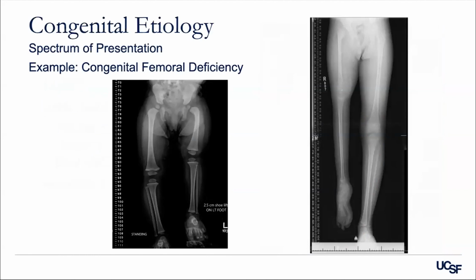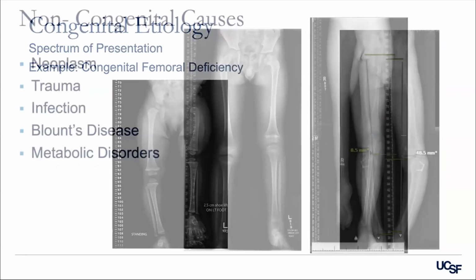And even within a singular presentation of a congenital etiology, there is a large spectrum of presentation. So for example, in a congenital femoral deficiency, you can have a relatively mild leg length discrepancy compared to a very large leg length discrepancy with malformation of the joints.